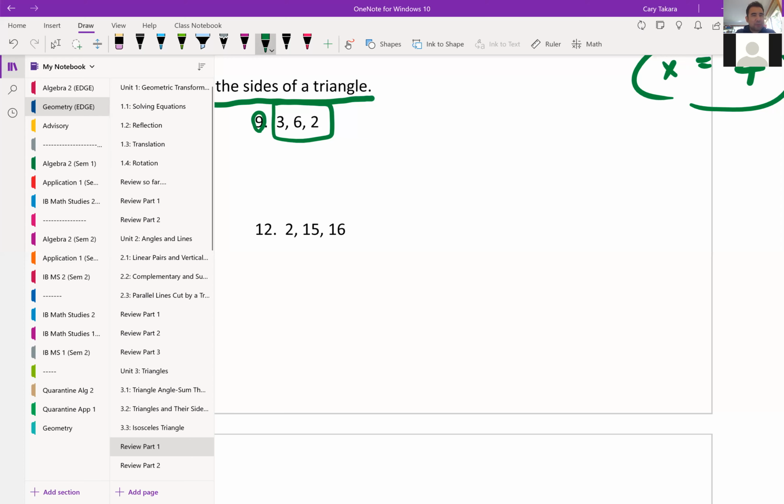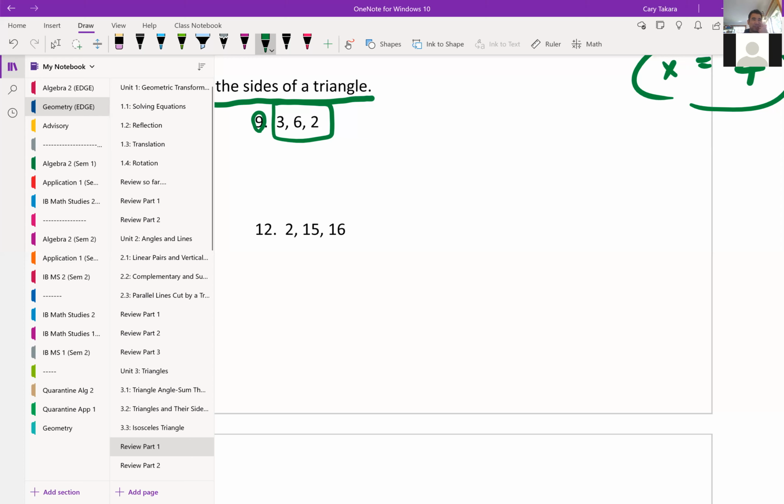Yes for yes, we can. No for no, you cannot form a triangle. Which one do you think it is? Everybody tell me in the chat. Yes, you can form a triangle, or no, you cannot form a triangle. Which one? The answer is no, you cannot form a triangle.